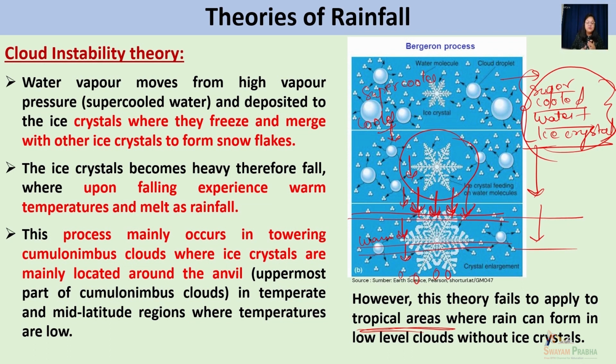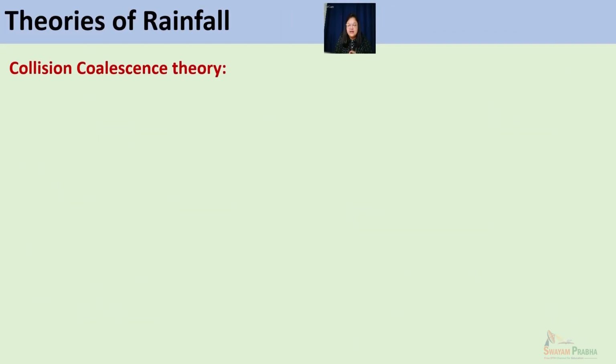So in order to explain the precipitation which is happening in tropical areas, another theory was propounded, which is called the collision theory. So let's discuss the collision theory now. Coming to the second theory of rainfall formation, which is the collision coalescence theory.